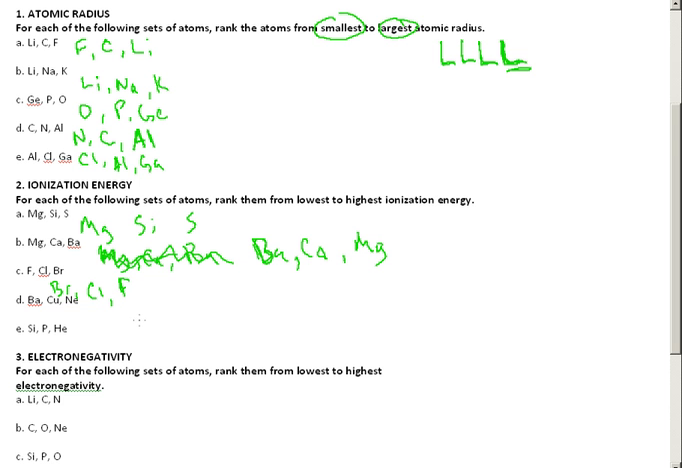And then let's take a look at barium, copper, and neon. Barium, lower left, copper kind of in the middle, neon upper right. So from lowest to highest is going to be in that same order: barium, copper, and neon.